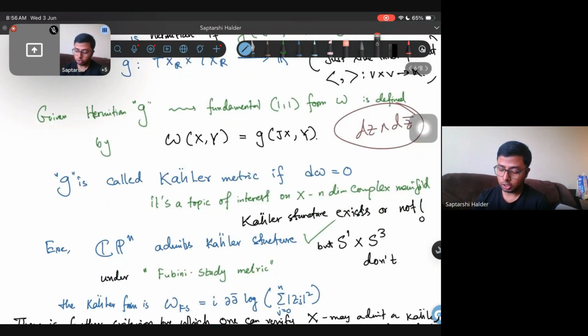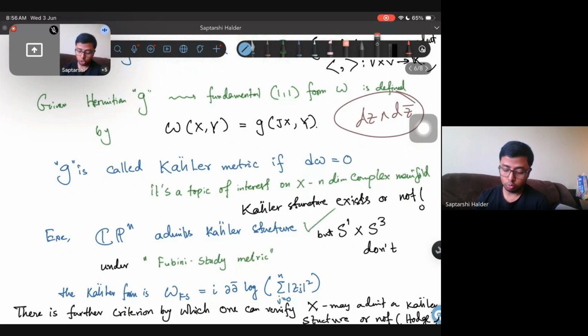Now, one of the most interesting things: after defining this, we can say something more. If d omega is equal to 0, we call G a Kähler metric. It's a special name, Kähler metric. d omega is equal to 0. It's a huge topic of interest whether a Kähler structure exists on X, the n-dimensional complex manifold.